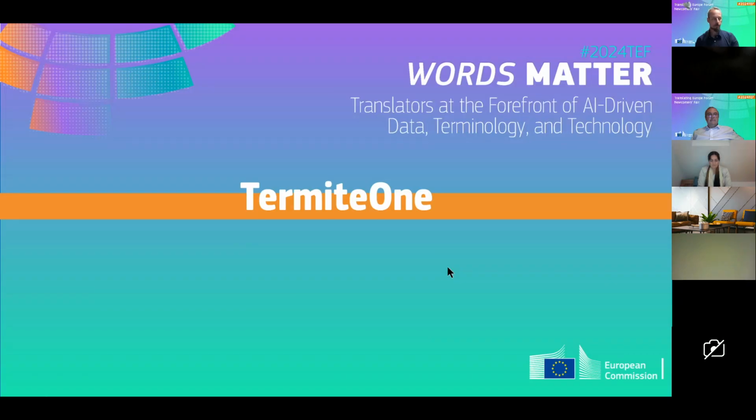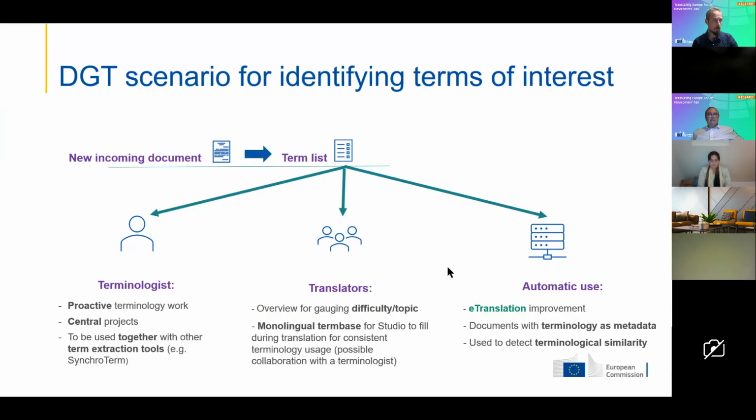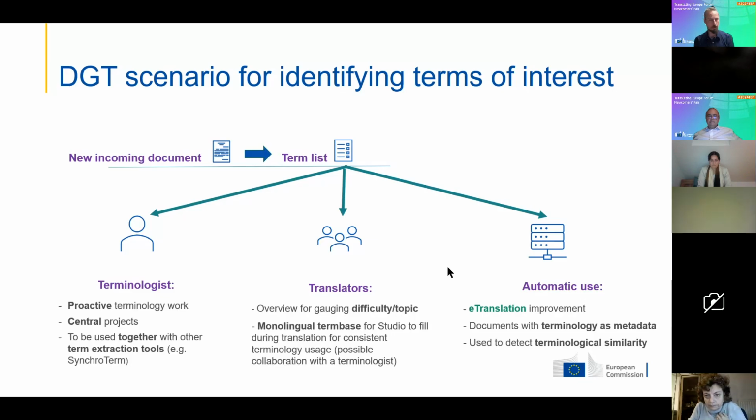So when we move on to our project, TermiteOne, we were basically envisaging terminology extraction from English originals that could be used for various purposes by various actors. So we have a central terminology unit, and also each language has their own terminologists. And these can use automatically extracted term lists to do proactive terminology work on central projects, and they can use it in conjunction with other extraction tools which already exist.